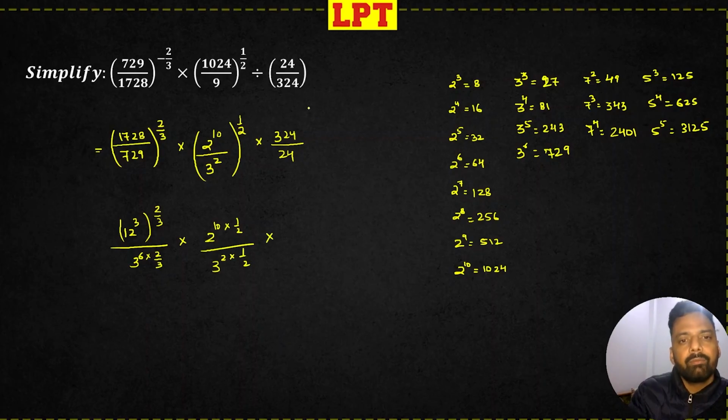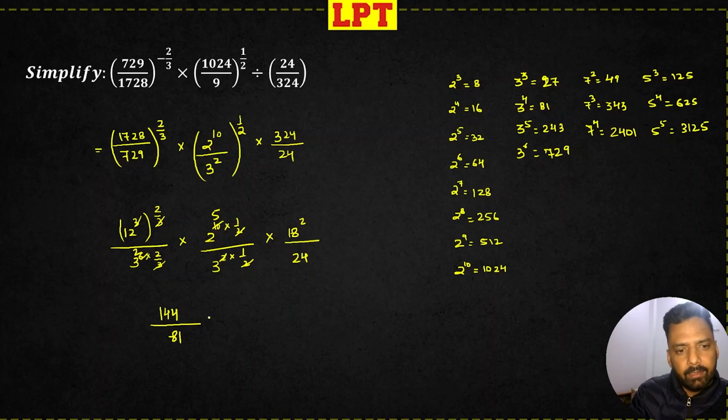Now 324. 324 is 18 का square. Let's write it as 18 का square. ठीक है, 24 को यहाँ पे 24 ही रख लेते हैं. So let's see on solving what I'll be getting. 3 2 it will be 2 and 2 it will be to the power 5. It is 12 square. 12 square is 144 और यहाँ पे अपने पास आ रहा है 3 to the power 4. So 3 to the power 4 is 81 I'll be getting here.